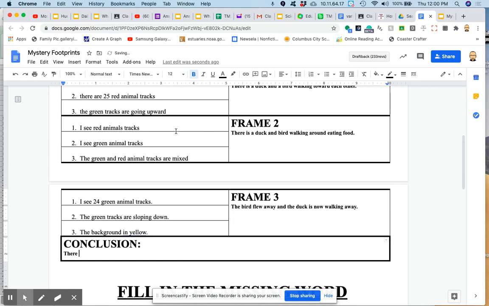There was a duck and a bird walking toward each other. They ate some food, and the bird flew away as the duck walked away. Now you could have come up with other stuff, okay? I'm not saying this is right. This is my observations. These are my inferences. And this is my conclusion, okay?